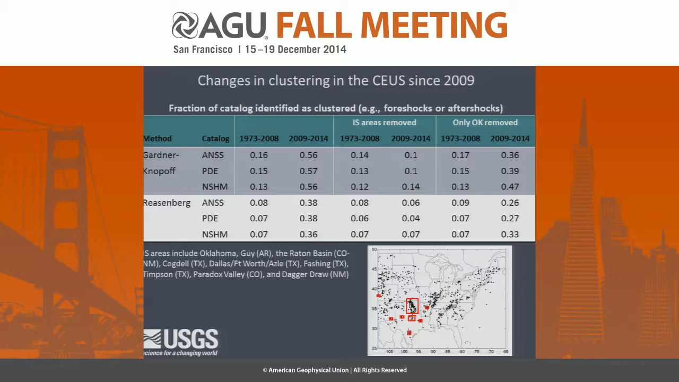So to give you some idea, that's pretty much the fraction of the California catalogs that are considered to be clustered events. So this is really a significant change for the CEUS. If we remove the earthquakes that are all in these induced seismicity areas, then you can see that that increase disappears. And if we only remove the Oklahoma earthquakes, that increase remains. So this increase is not just because there are more earthquakes occurring in Oklahoma.